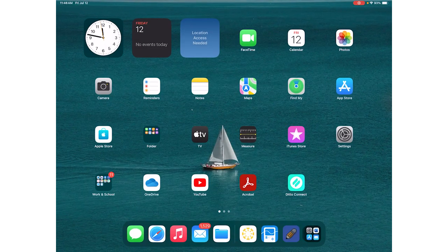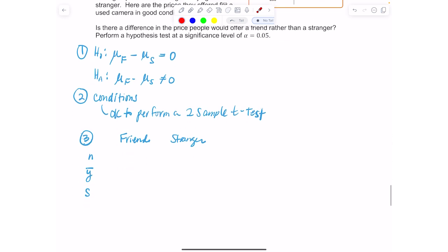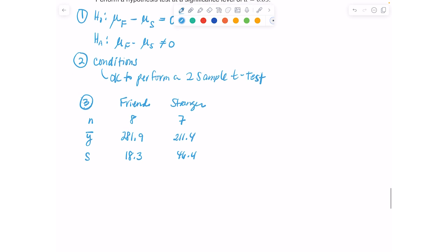When you do that, you're going to come up with the following. So for n, you can just count. There's 8 data points for friend. The mean was 281.9, and the standard deviation was 18.3. And then for a stranger, it's 7, 211.4, and 46.4. So those are the summary statistics that we have.